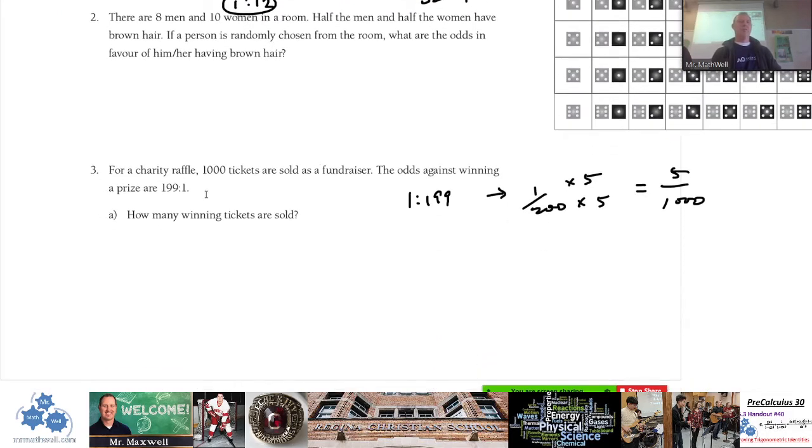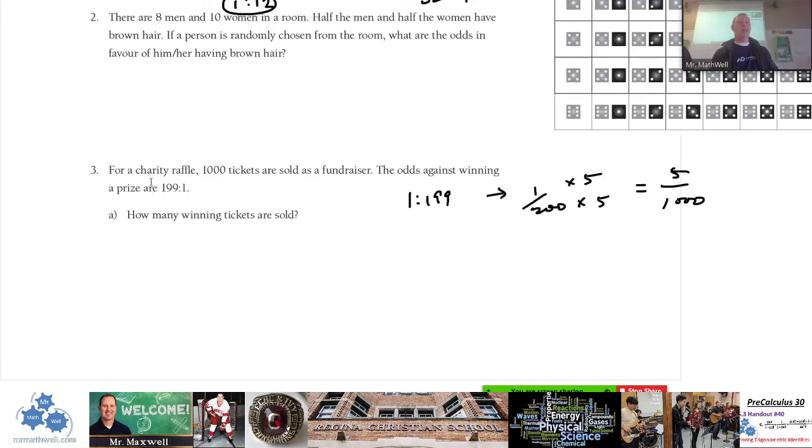I'll go over number 3 real quick here for you. This is one last odds probability question. For a charity raffle, 1,000 tickets were sold as a fundraiser. The odds against winning a prize are 199 to 1. So in a question like this, make sure you've got things straight. Write things down. Make sure you're organized in your head and on your paper. The question says, how many winning tickets are sold in total of 1,000?